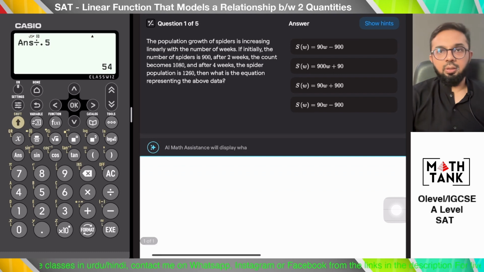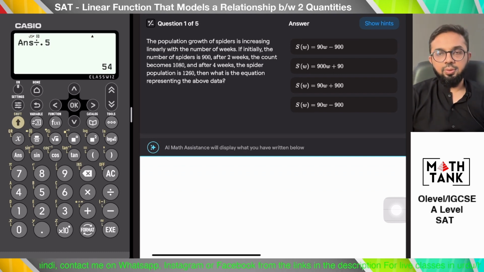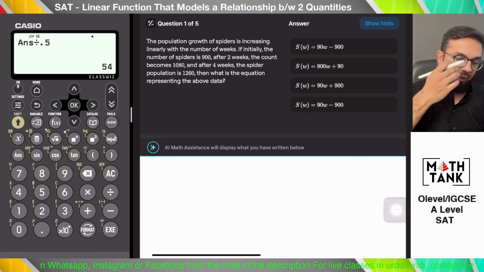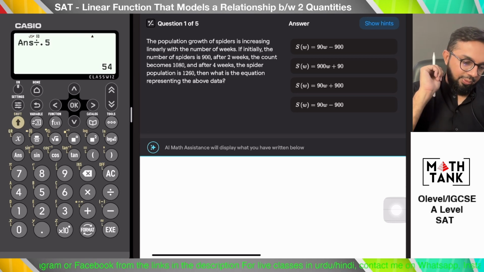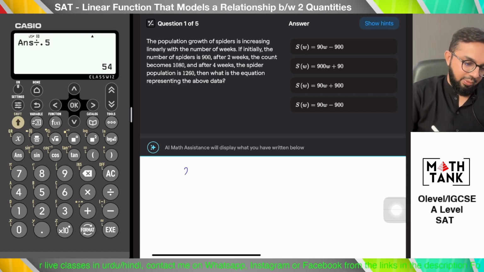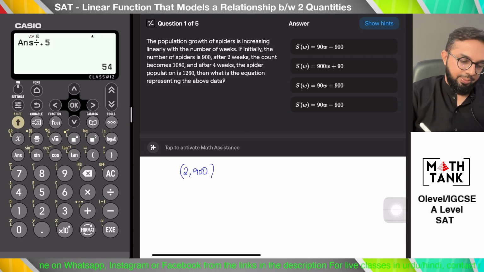So welcome again to the medium questions. I hope you watched the previous video. This says the population growth of spiders is increasing linearly with the number of weeks. If initially the amount of spiders is 900, after 2 weeks the count becomes 1,080, after 4 weeks, so 4, 1,080.